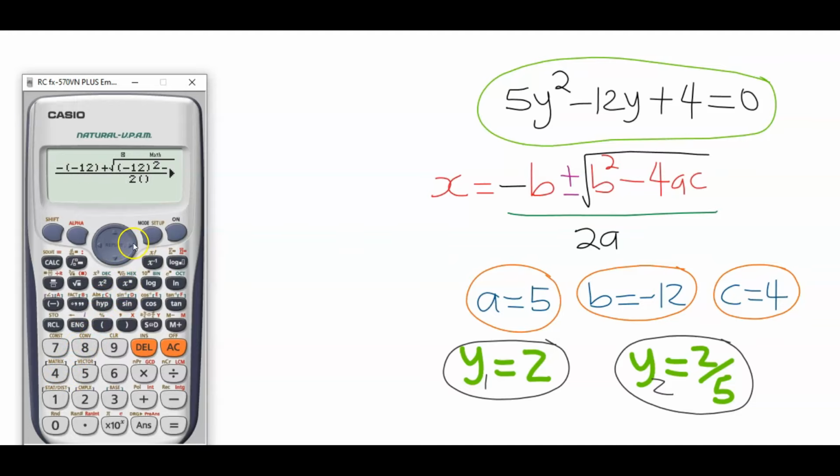At the denominator, our a is 5. If you substitute correctly and press the equal sign, you are going to get your y1 to be 2 for the plus operator. Next, before the square root, we're going to remove the plus, and now is the turn for the minus, and we're going to press the equal sign, and you can see that our second value for y, which is y2, is 2 over 5.